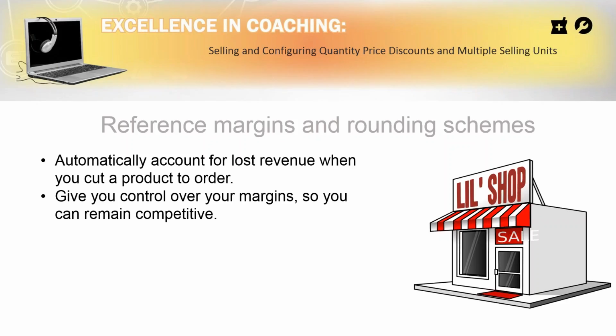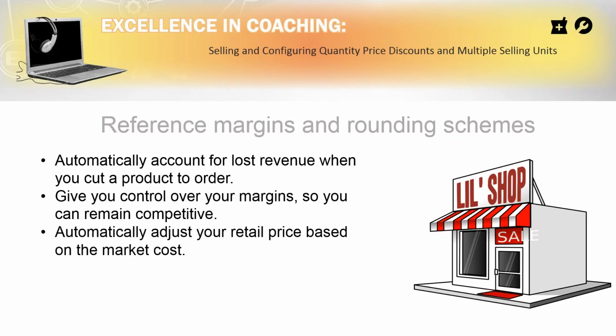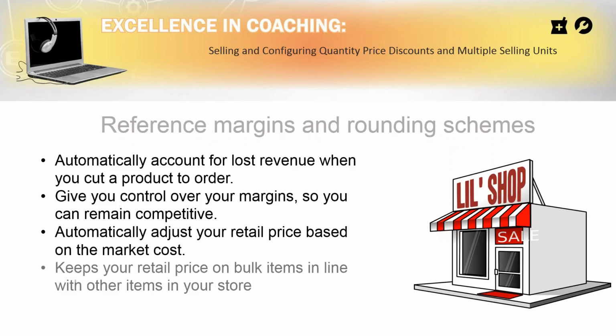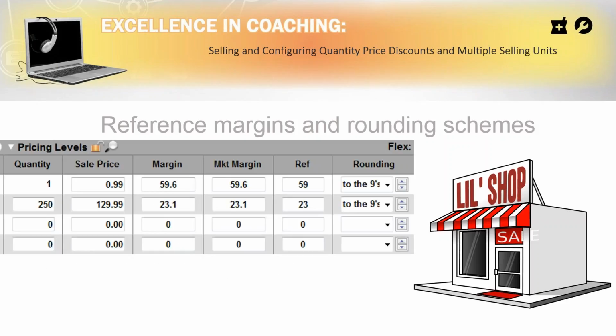And with the rounding schemes, it can still stay with psychological pricing. It also automatically adjusts your retail price, so that you don't have to worry about it anymore. And with a rounding scheme, it keeps your retail price on bulk items in line with the other items in your store. Psychological pricing basically is prices ending in a 9. Sometimes I've gone into stores where people still want to maintain that 99 or 9. And in this slide right here, that's what I've done.